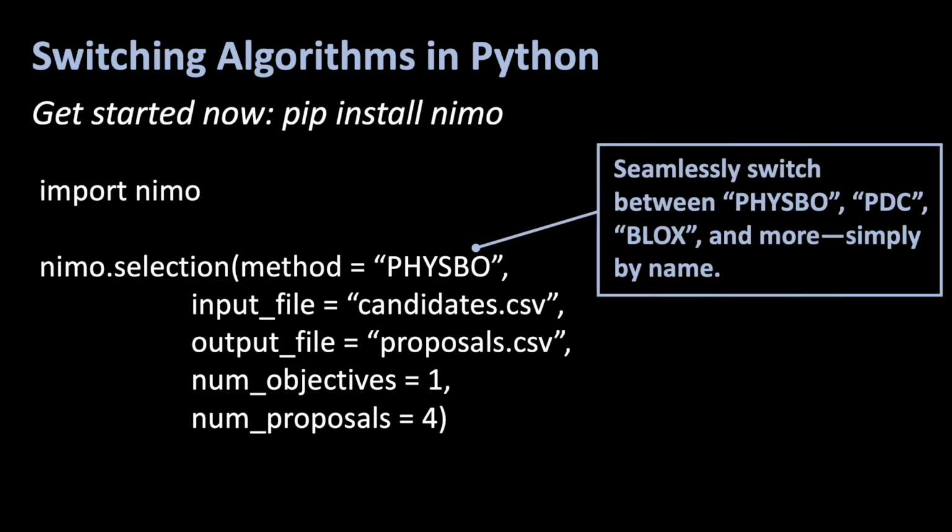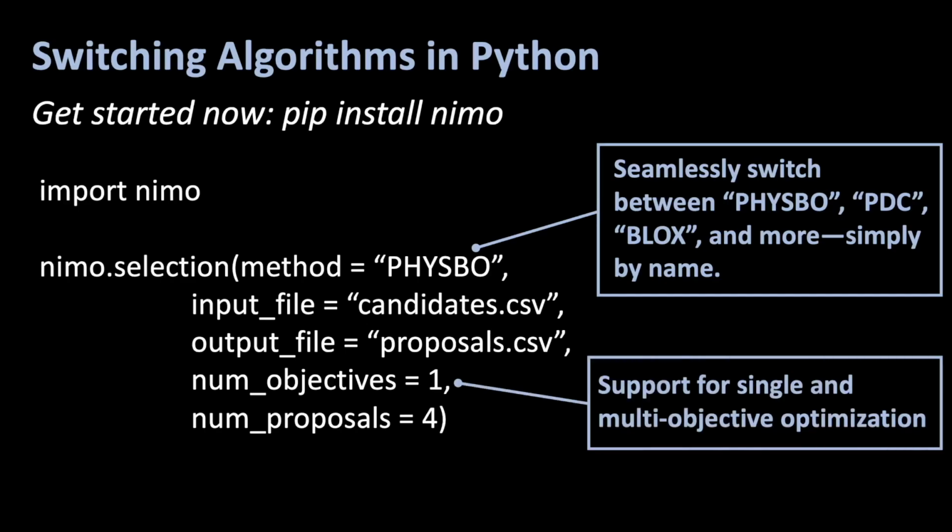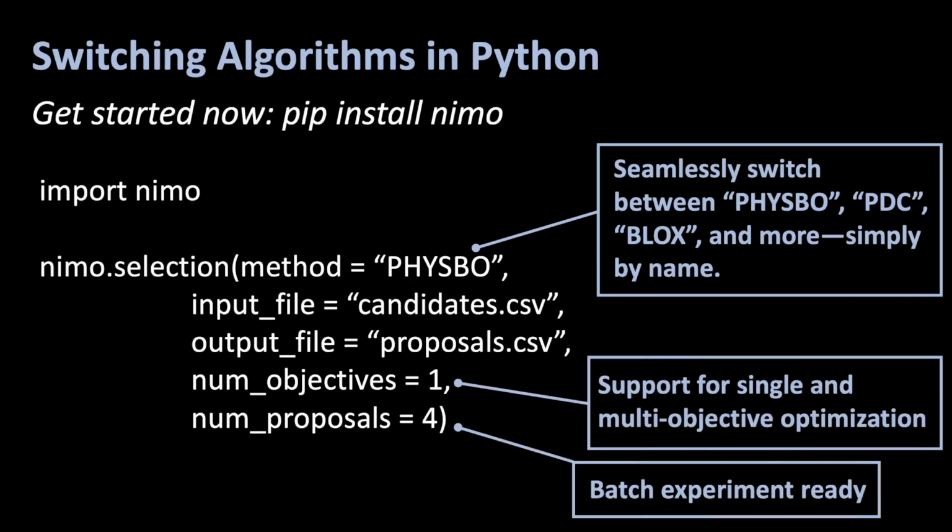From here, you can seamlessly switch between FISBO, PDC, blocks, and more simply by name. You can also specify the number of objectives and the batch size. Once the code runs, it selects the next conditions from the candidates CSV and outputs the proposals CSV.